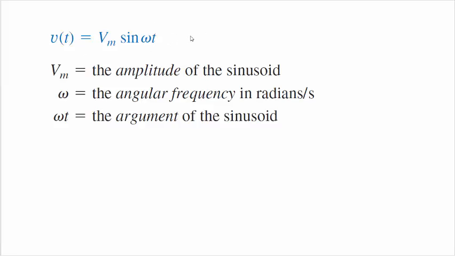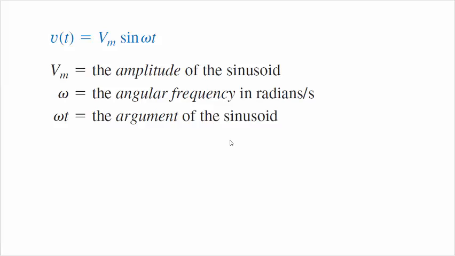These are the ones that we will use throughout circuits, and you will also use them in electromagnetics when you get to that class. So Vm, the M I assume means max here, so it's the peak value of the sinusoid, also called the amplitude of the sinusoid. Omega, the Greek letter omega, is the angular frequency, and its units are radians per second.